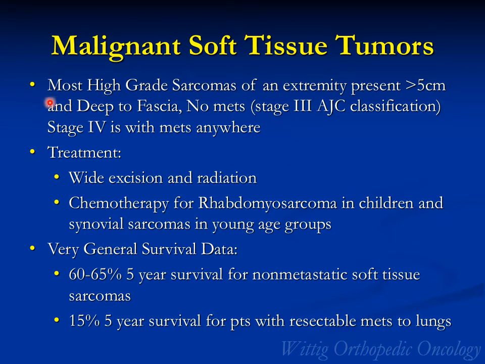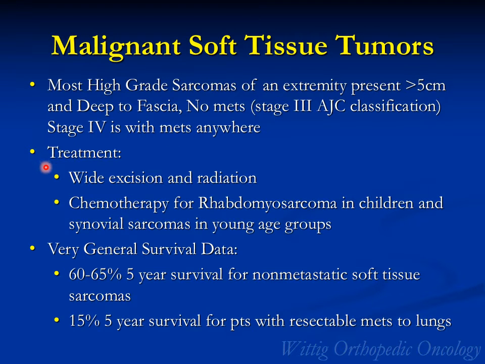Most high-grade sarcomas of an extremity present as tumors that are greater than 5 centimeters in diameter, deep to the fascia, and without the presence of overt metastases. This is important. This is a stage 3 tumor according to the AJCC classification. Stage 4 tumor is any high-grade sarcoma with metastases anywhere.